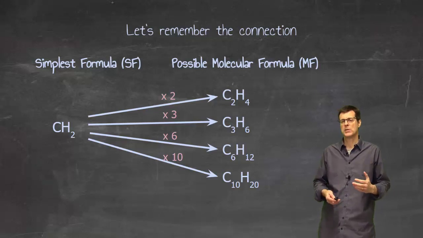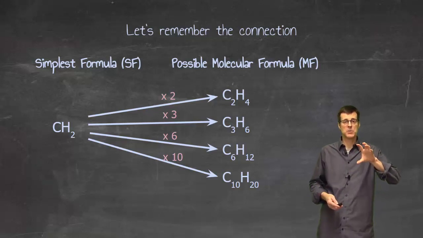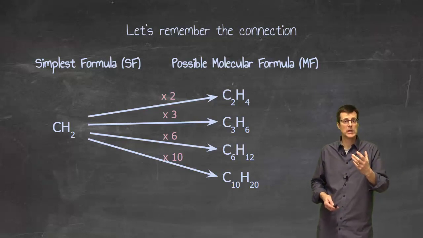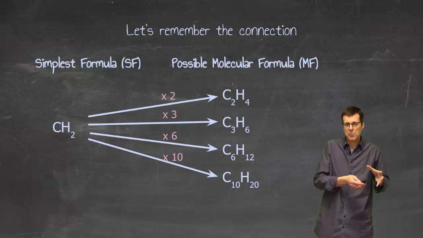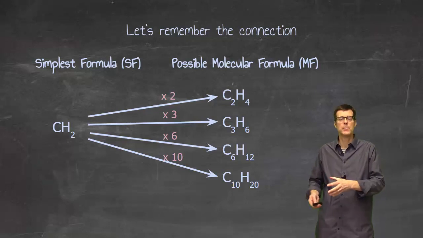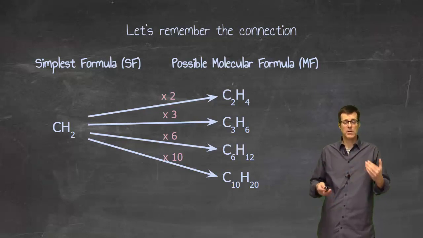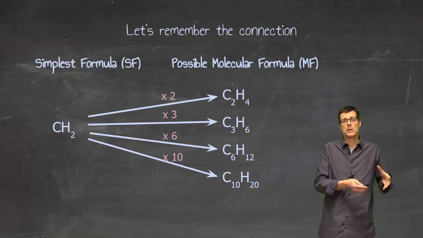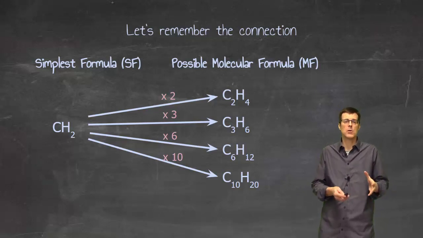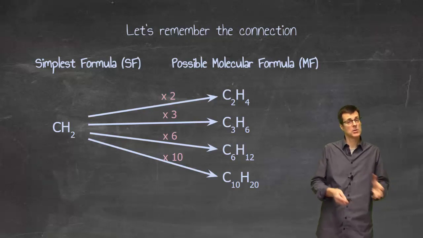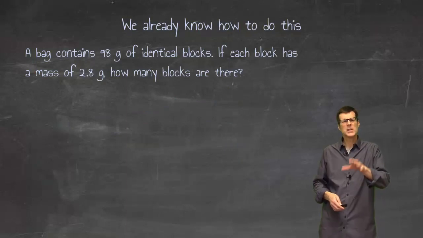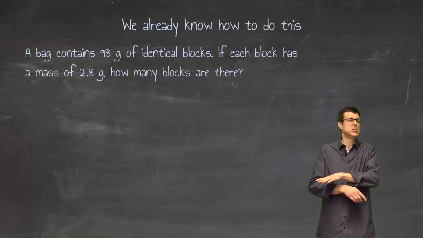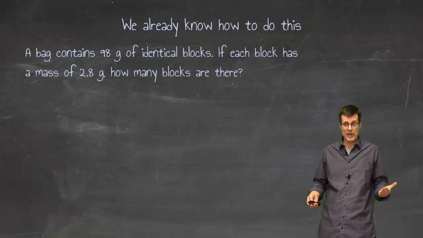It's also important to understand this idea that the simplest formula can be thought of as a building block, not because it actually is, but because if I think about those blocks and having lots of them, that's going to be the thing that I end up using. So if I have a bunch of identical blocks, they're all going to have the same mass, and their total mass is going to be related to how many blocks there are. But let's start with that idea, not talking about chemistry. Let's talk about actual blocks.